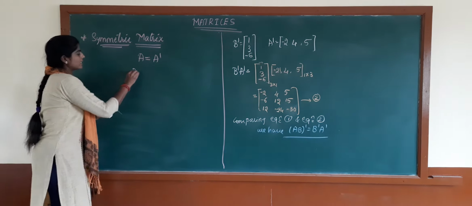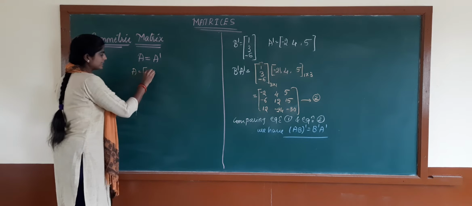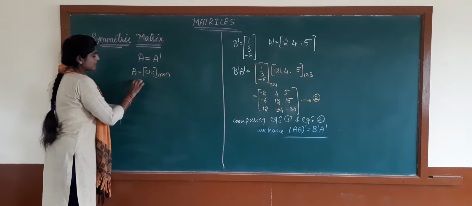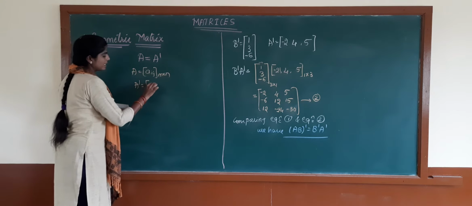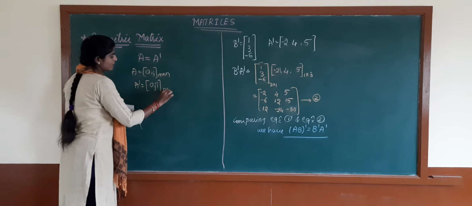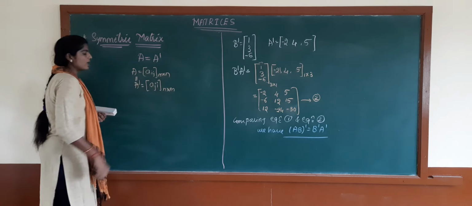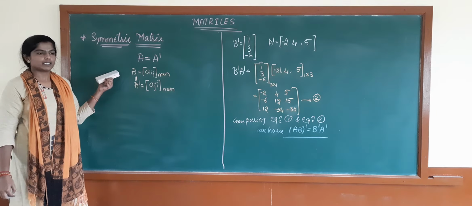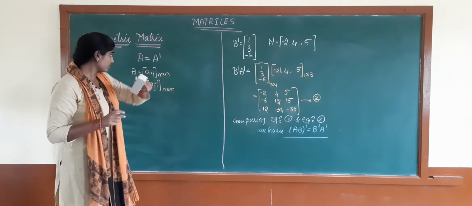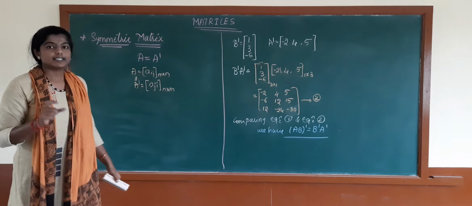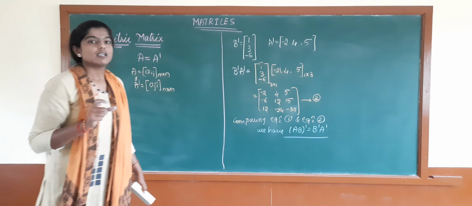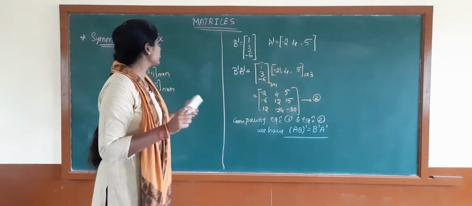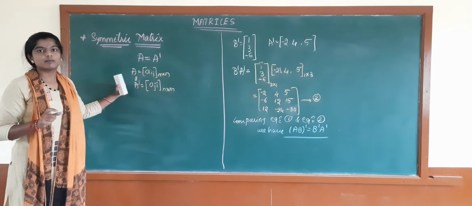So if you consider A equal to Aij of order m cross n, and A transpose is the matrix Aji of order n cross m. If these two are equal, then the matrix A is said to be a symmetric matrix. It means a square matrix is said to be a symmetric matrix if the matrix is equal to its transpose. This is called a symmetric matrix.